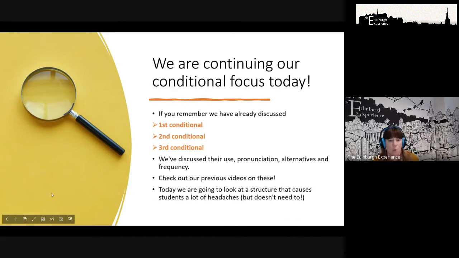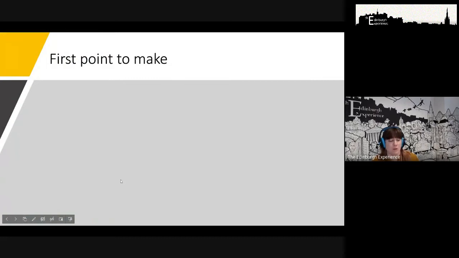But today, we're going to look at this structure, which can cause so many problems and headaches for a lot of students. However, it doesn't really need to. So today we're going to be talking about mixed conditionals. And I think this is something that people think is a really complicated thing to produce, but it's not, right? So we're going to break it down today. I'm going to show you how to construct it, how you can use it, and when you can use it. And we'll do a bit of revision as well with pronunciation and so on.